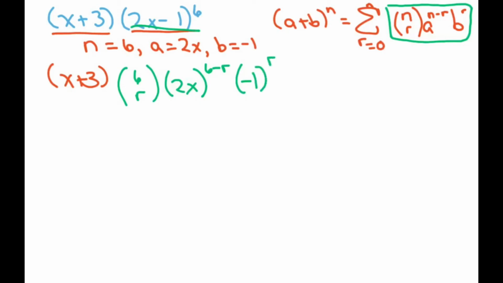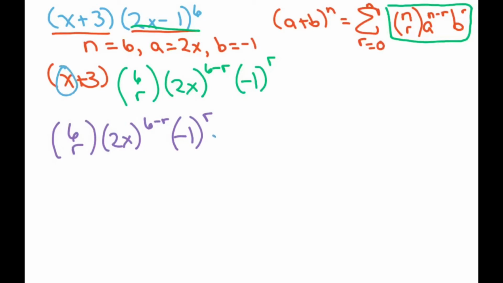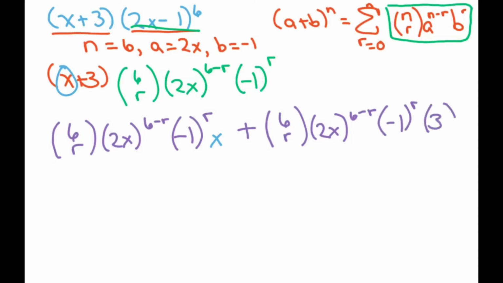And then I'm going to distribute the x and the 3. So I'm going to use 6 choose r, 2x to the 6 minus r times negative 1 to the r power times x. Then I'm going to add it again and distribute the 3. So we get 6 choose r, 2x to the 6 minus r, negative 1 to the r times 3. Now we have to find our r in both pieces of this.